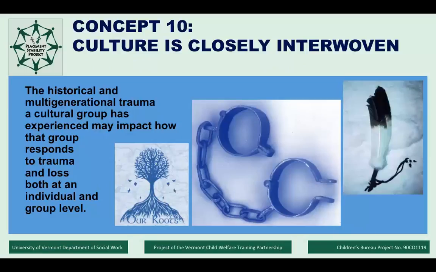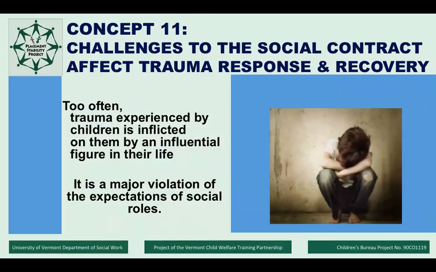The historical and multi-generational trauma a cultural group has experienced may impact how that group responds to trauma and loss at both an individual and group level. For example, the legacy of slavery and atrocities committed against Native American tribes can impact future generations, and new traumas, such as the removal of a child from his or her family by law enforcement or child welfare authorities, can trigger past traumas of family separation and forced boarding school placement.